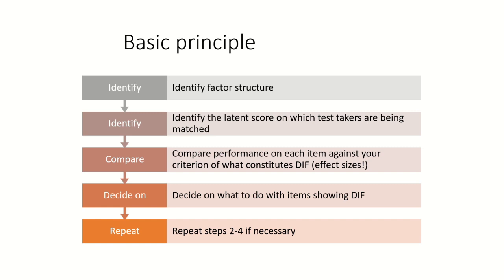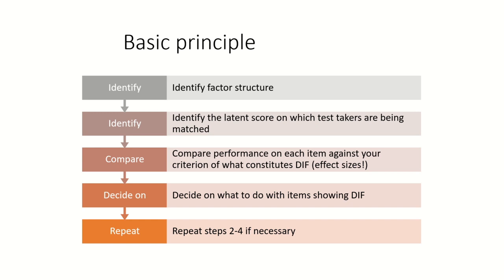We need to go through a number of steps. We need to identify the factor structure, then we need to identify the latent score on which test takers are being matched, then we compare the performance on each item against our criterion of what constitutes differential item functioning. Remember, we have to think about how big is big enough for us to worry about, and then we have to make the decision of what we should be doing with the item, and then remove it, and then potentially repeat these steps again. So this is the classic approach for item response theory models.